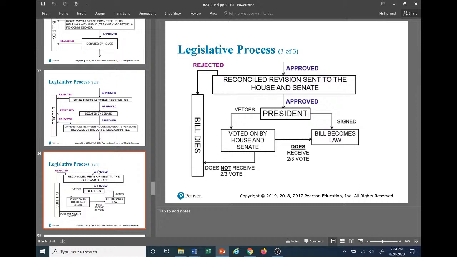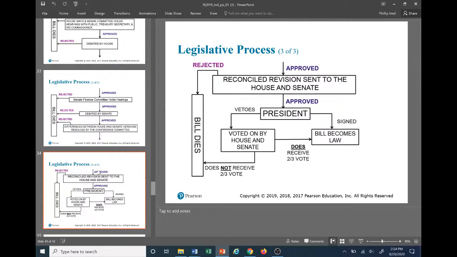Now, once again, if the reconciled version is sent to the House and the Senate and they approve of it, then it comes to the President and lands on his desk. And then the President can either veto or sign it. If the President signs it, the bill becomes law. If the President vetoes it, then it's voted on by the House and Senate. If two-thirds vote yea, then the bill becomes law. If two-thirds vote nay, then the bill dies.